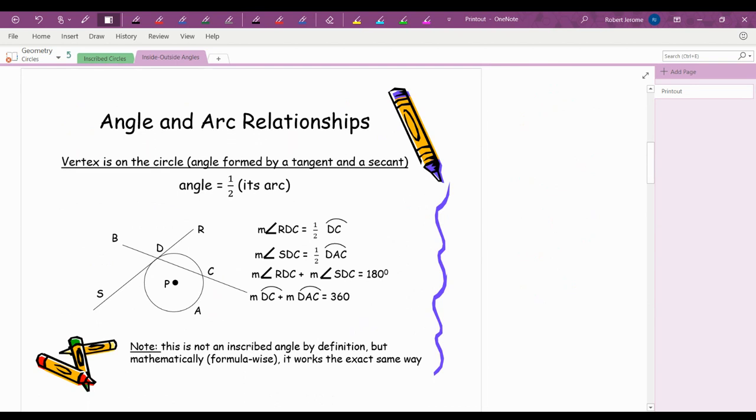So in this example, we have a tangent and a secant, and they intersect each other, creating an angle whose vertex is on the circle. Now, since it's on the circle, we're going to use the exact same formula as we did with inscribed. This is not an inscribed angle, but we're going to use the same formula. Angle equals half its arc. So let's take a quick look at this and see what's going on.